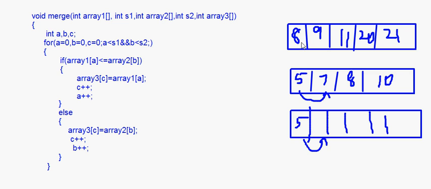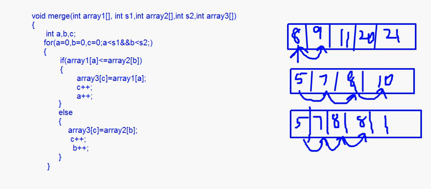Then the next time it compares, 8 with 7, again 7 is less, so 7 is put here. This is again c++ and b++, fine. Now when 8 and 8 are compared, this 8 is put first, and this is moved here, this is moved here. 9 is compared with 8. Now this 8 is put, so it goes like this.